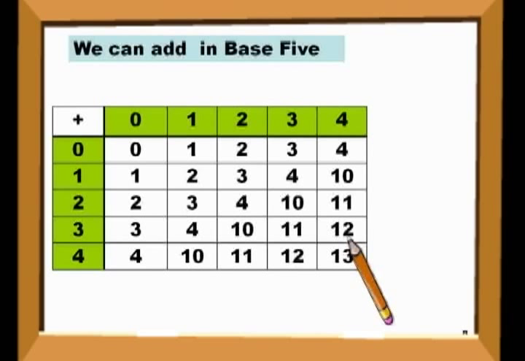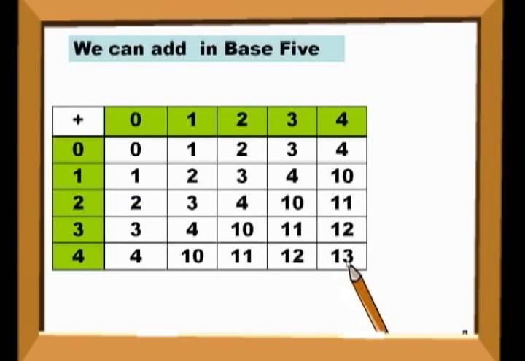The last one is 4. And when 4 is added to 0, we have a 4. 4 added to 1 is 5, which is written as 10, and you're familiar with 10 by now. 4 added to 2 is 6, which is a 11. 4 added to 3 is 7, which is 12. And 4 added to 4 is written as 13, which is the same as 8.